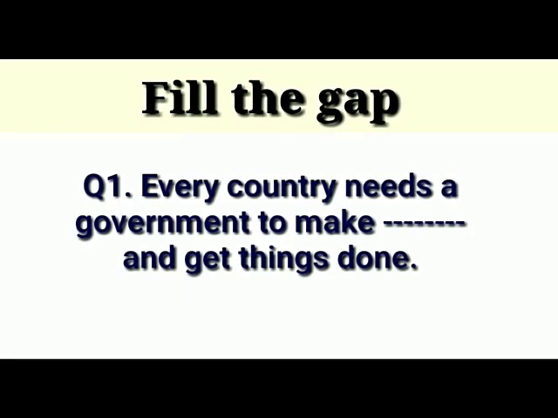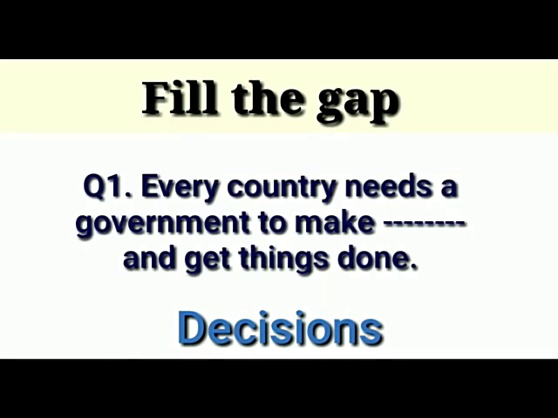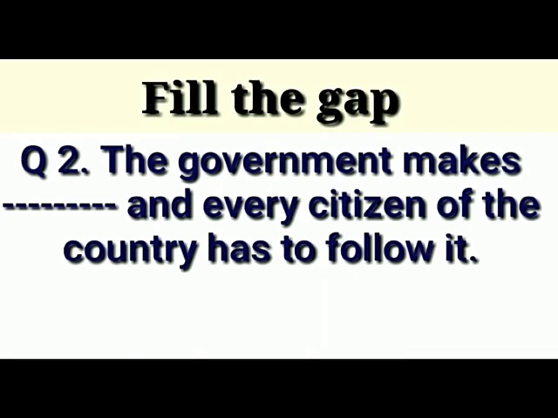Chapter 3 What is government? So let's start. First question is every country needs a government to make dash and get things done. Answer is decisions. Next question is the government makes dash and every citizen of the country has to follow it. Answer is laws. Government makes laws.